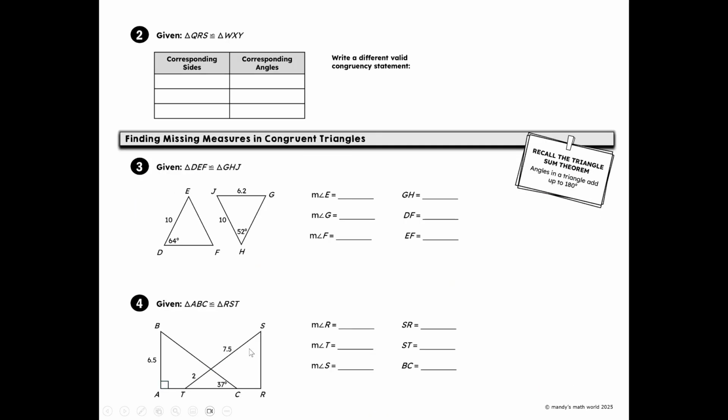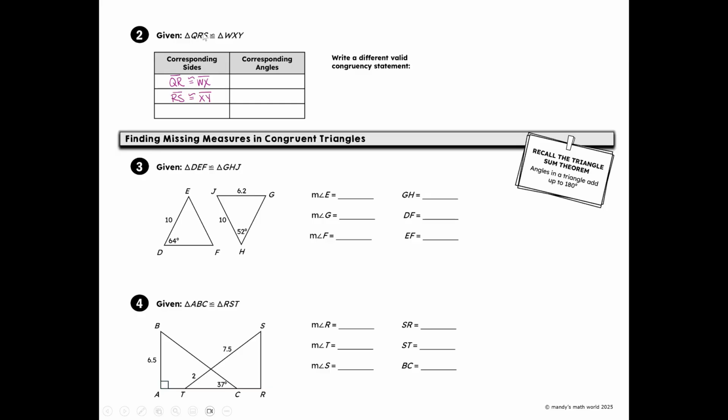Let's move on. Now we're given the same type of problem, but I don't have triangles here for you to mark up or anything like that. We're just going to go off our congruency statement. We're going to determine all the pairs of corresponding sides and angles just from the congruency statement. So if we're given triangle QRS is congruent to triangle WXY, the first pair of corresponding sides I could write would be that segment QR is congruent to segment WX, right? QR is in the first and second position here. WX is in the first and second position here.